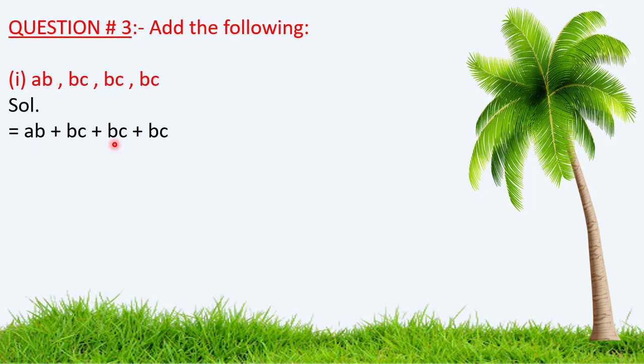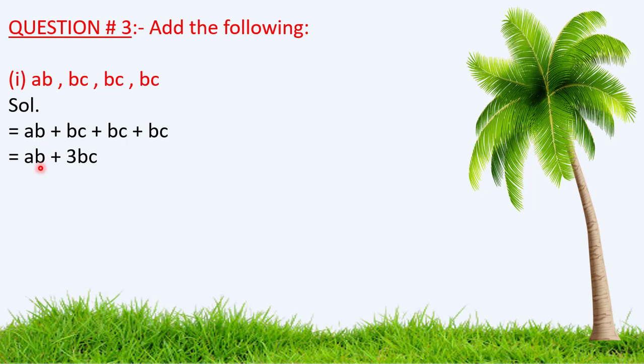As you can see that, concentrate on like terms. Add the coefficient of like terms, that are plus 1, plus 1, plus 1, that will become plus 3. And we write the same variable BC as it is with the sum. And the unlike term AB will remain same.